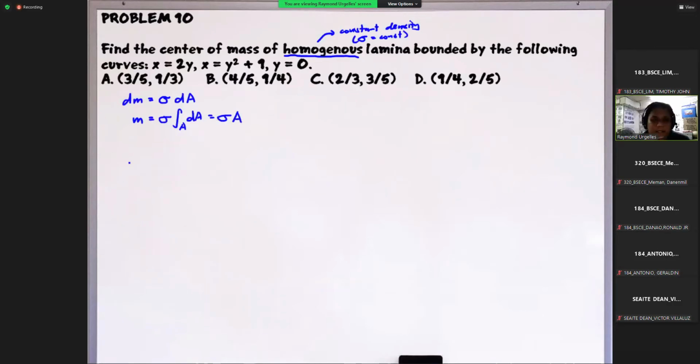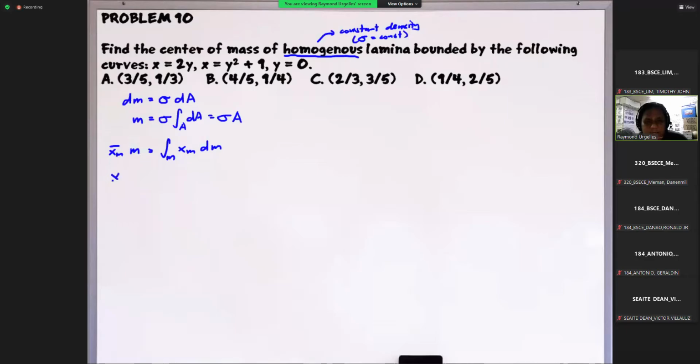Diba? So pag nangyari yan, if we use the equation for x sub m bar times the mass, then this is equal to, again, an integral of sigma, this will be our x sub m, then this will be dm, over the entire mass. Okay ba?